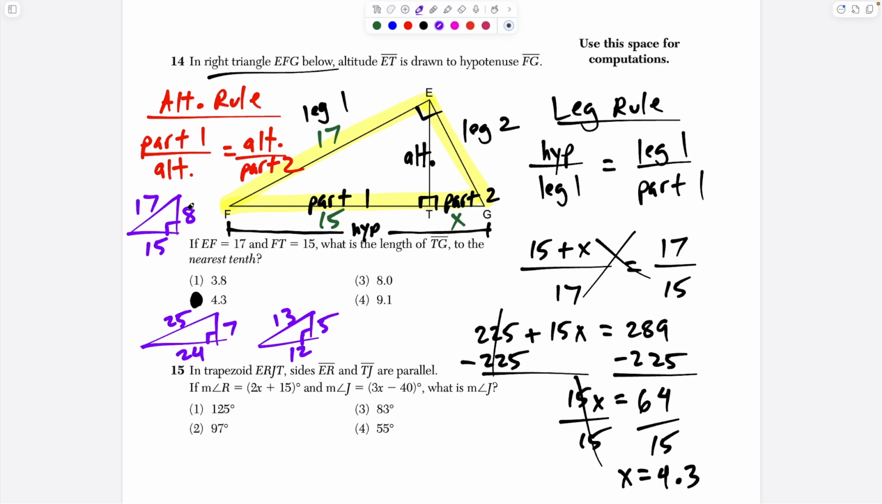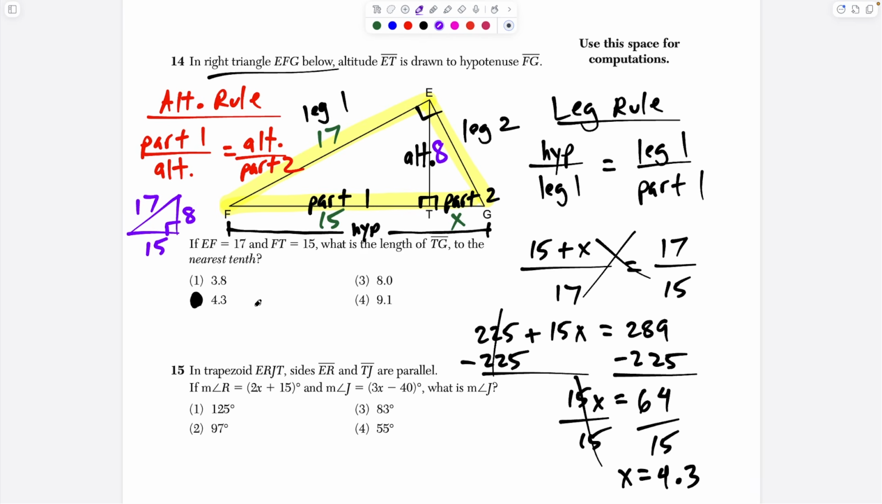But in this case here, we have 8, 15, 17. So I see the 15 and 17 in the right angle, so I know the altitude is equal to 8. You could use the Pythagorean theorem to get 8, but this is a nice little shortcut to have for a question like this. So now that I have that unknown side, I could use the altitude rule, and I should get the same answer.